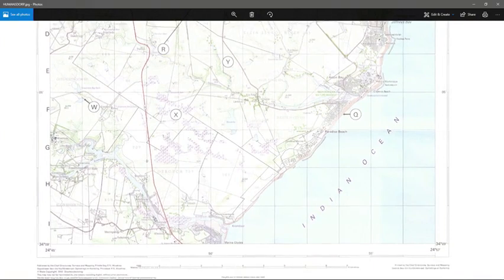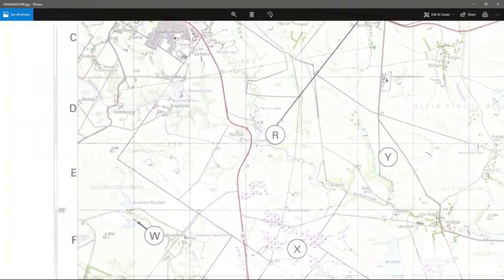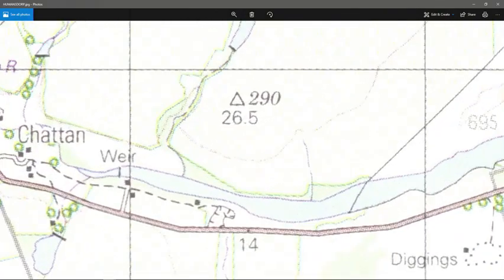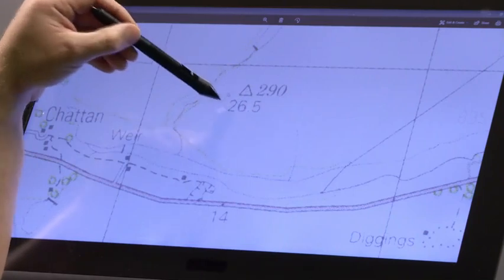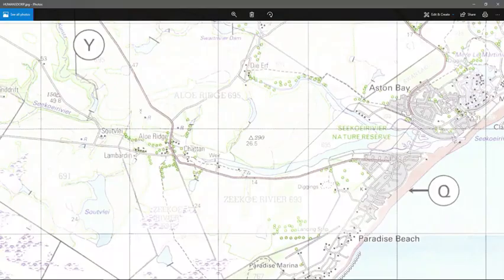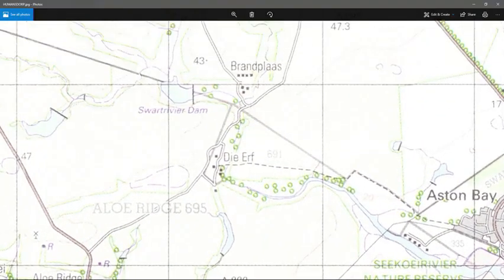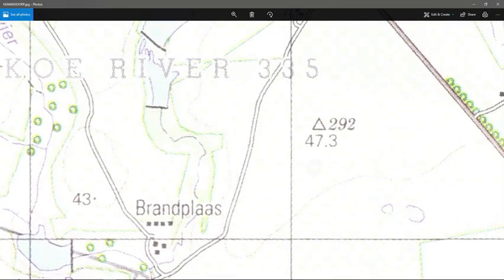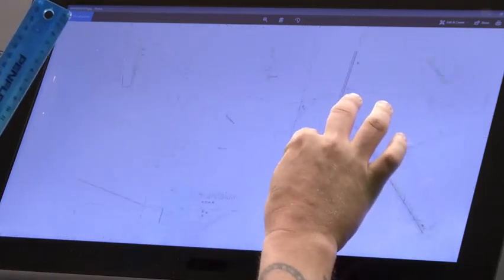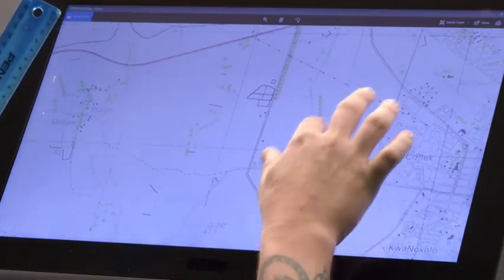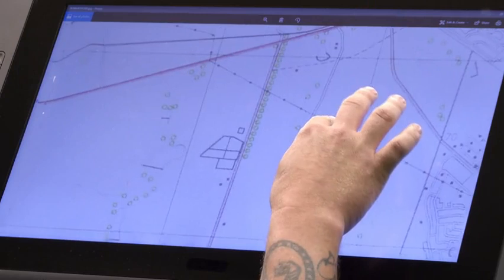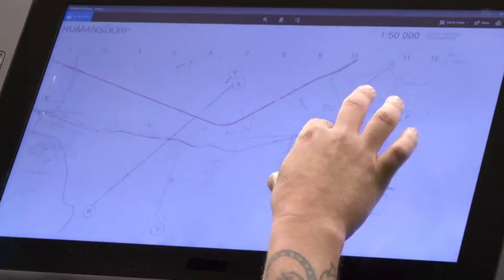The same with the trig station in block F8. You need to go back there quickly. The 290 is the trig station number. The 26.5 represents the height. Now let's go and do our calculation. We've got our height, and you need to calculate the distance between the two of them, from 292 to 290. I just need to find 290 quickly again, in block F8.